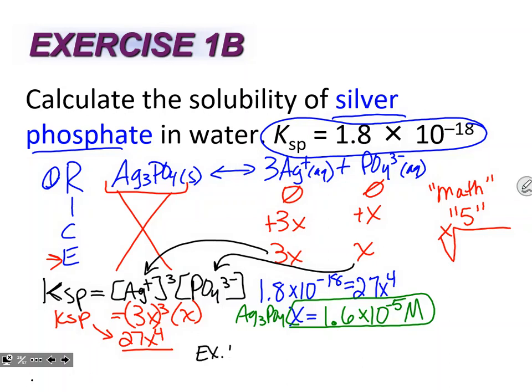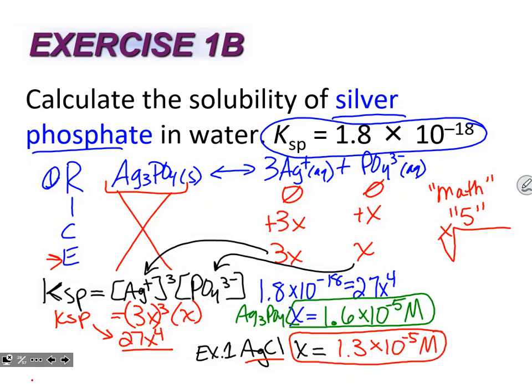Going back to exercise 1 and looking at silver chloride. Let's compare. What was the molar solubility of silver chloride? What was its X for silver chloride? 1.3 times 10 to the minus 5, right? This was the molar solubility for the silver chloride. Ksp for silver chloride was 1.6 times 10 to the minus 10, right?